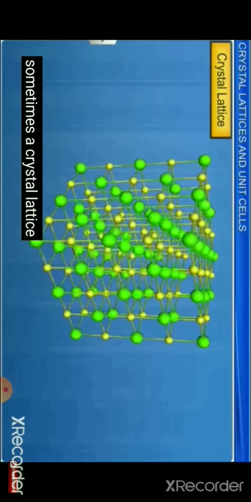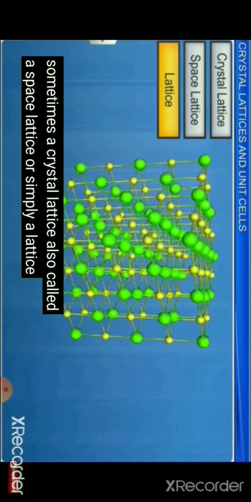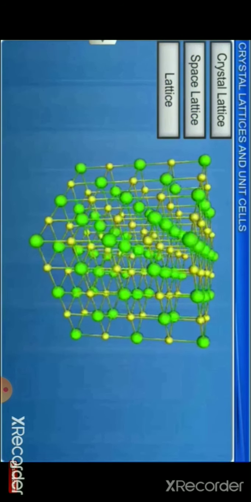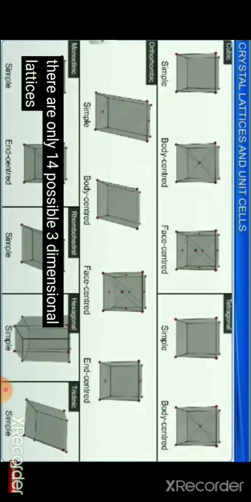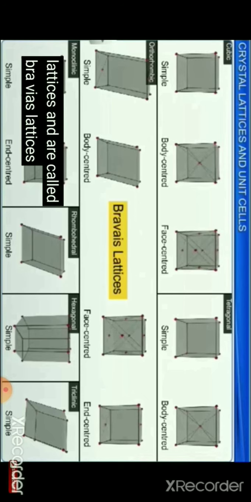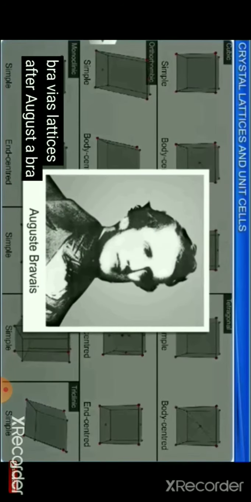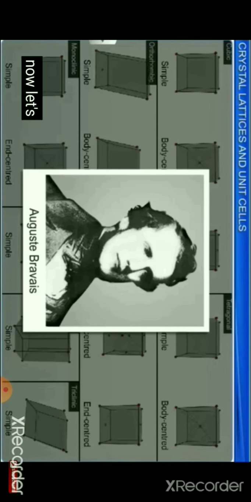Sometimes a crystal lattice is also called a space lattice or simply a lattice. There are only 14 possible three-dimensional lattices and they are called Bravais lattices, after Auguste Bravais, a French mathematician who first discovered this.